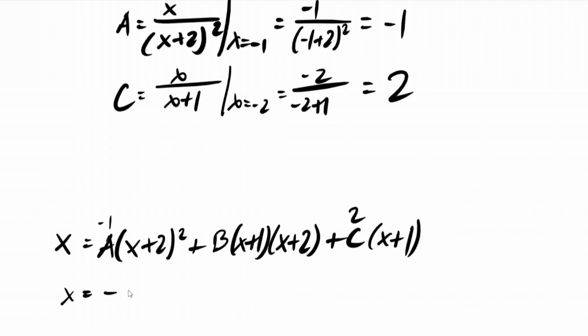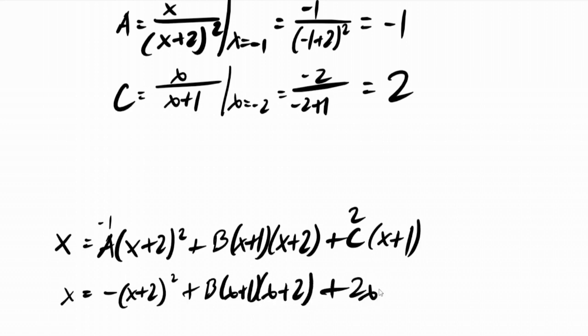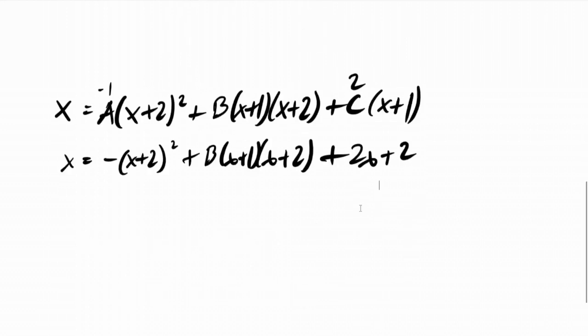So negative x plus 2 squared plus b times x plus 1 times x plus 2 plus 2 times x plus 1. There we go. So next, this is our substitution method or the coefficient method.